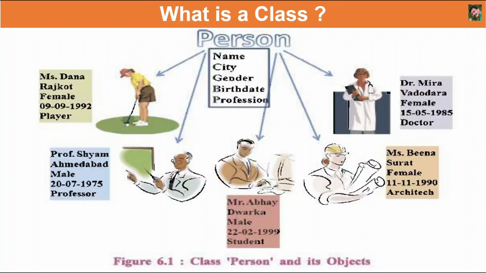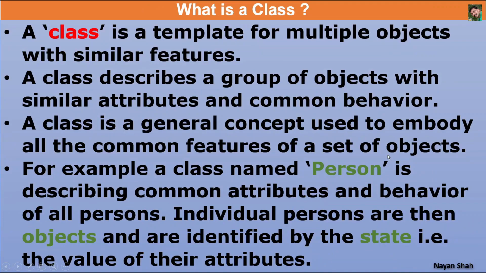So all these are called the state of the object. Miss Dana, Professor Syam, Mr. Abhay, Miss Bina, Dr. Meera, all these are called the state of the object. So they differ in the state of the object. So, for example, a class named person describes common attributes and behavior of all persons, and individual persons are then objects and are identified by the state, that is the value of their attributes.